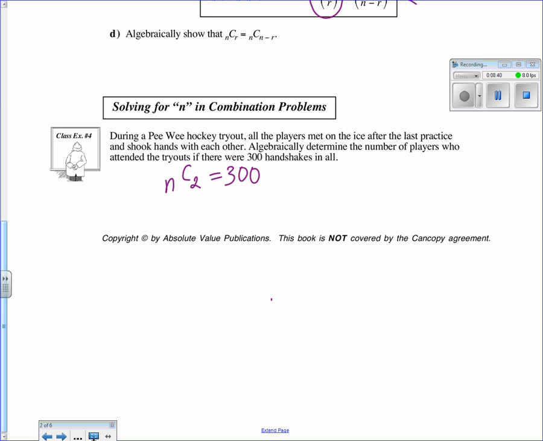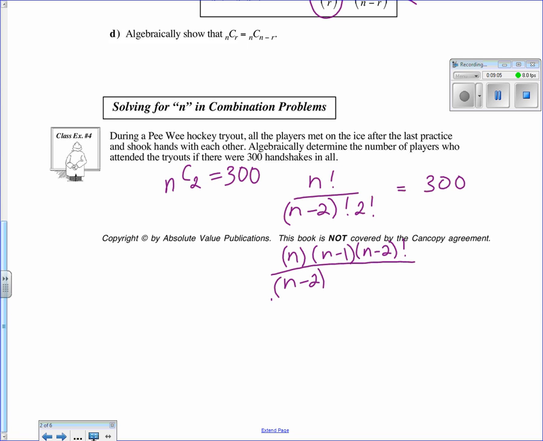So n choose 2 means I have to write out my combination notation. So that's n factorial divided by (n minus 2) factorial times 2 factorial. We started with this kind of work: n, n minus 1, n minus 2, keep going down by 1. And then I recognize that I can stop at n minus 2 factorial because n minus 2 factorial will cancel. And 2 factorial is 2, which is nice. So this number is actually equal to 2.